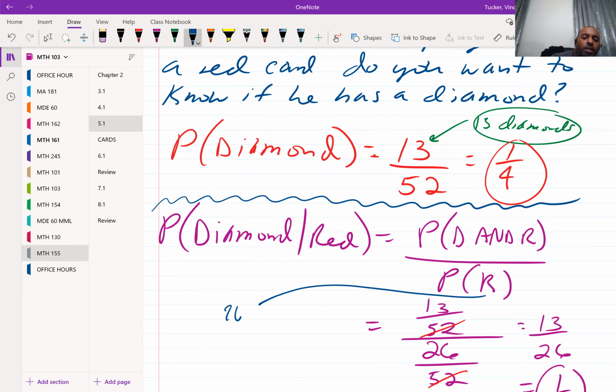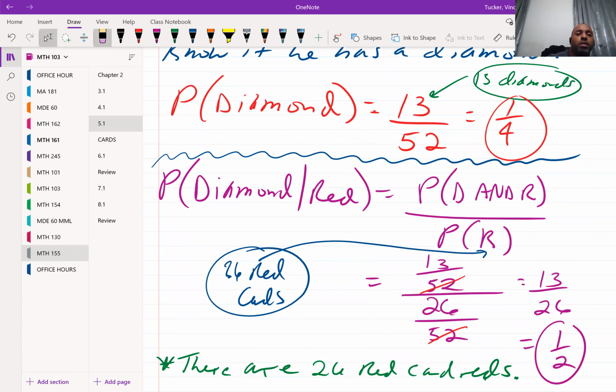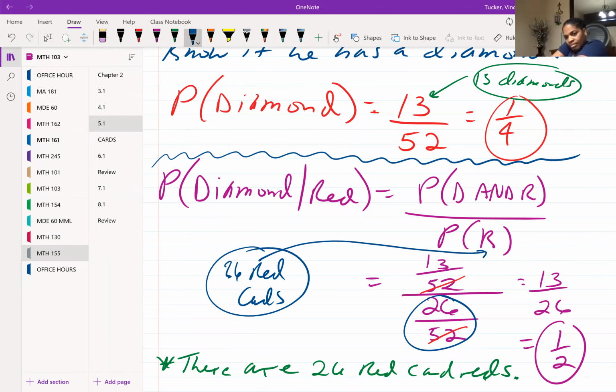So there are 26 red cards, talking about the diamonds and the hearts. So there are 26 red cards. So that's why I have 26. So that's why I have 26 over 52 right here.